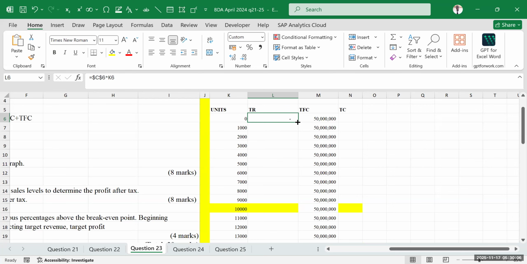Then it will autofill. So whichever way you desire, go ahead. For me, I want to double click it at this bottom right corner of the cell.